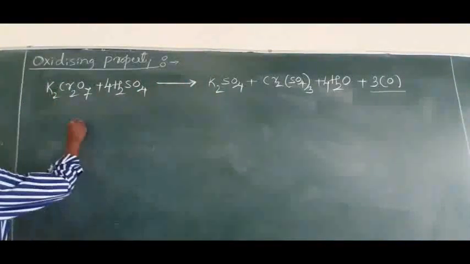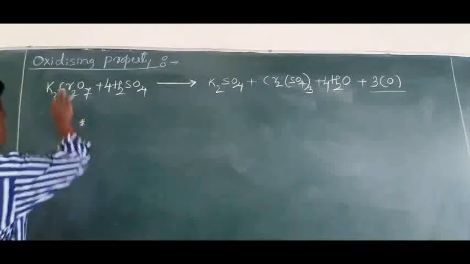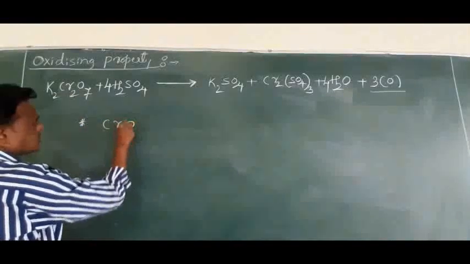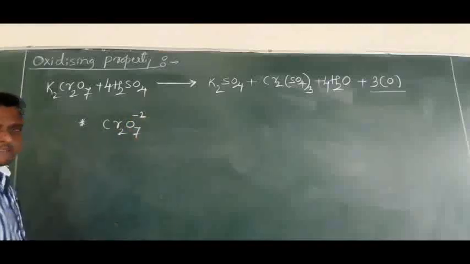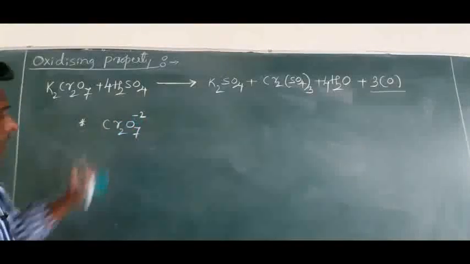If you want, dear friends, an ionic reaction, you consider this: Cr2O7 2-. This is a dichromate ion.